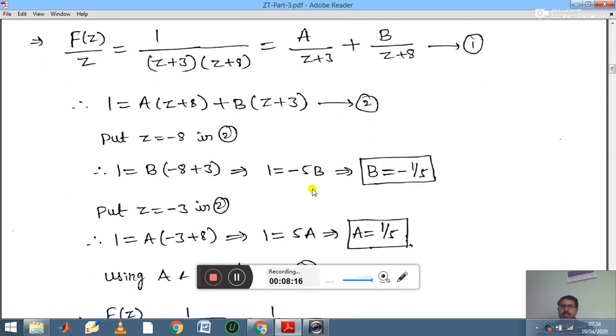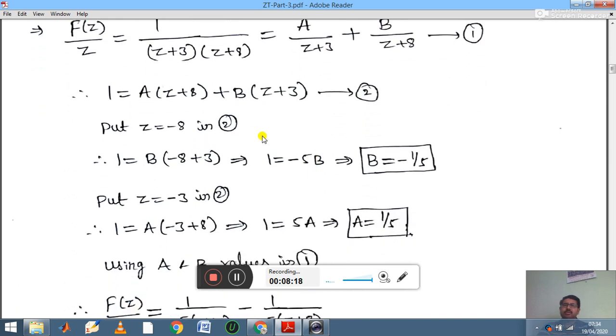Here we can easily get the constant values. In the term z plus 8, if you use z equal to minus 8, this term vanishes and you get the b value. So if you substitute z equal to minus 8 in equation 2, then your first term becomes 0. Then 1 is equal to b into, in place of z substituting minus 8, 1 is equal to minus 5b. Therefore the b value is minus 1 by 5.